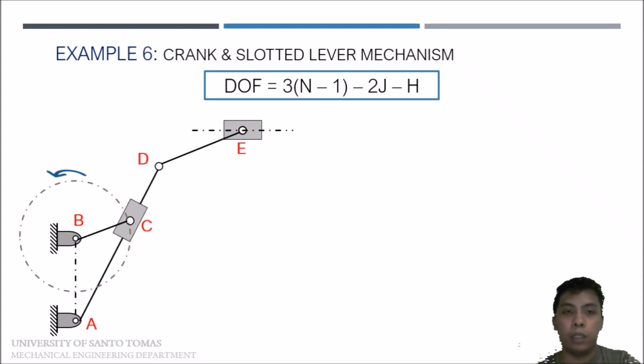Next example is a crank and slotted lever mechanism. So a crank and slotted lever mechanism is an example of quick return mechanism. So, i-discuss natin yan sa mga future videos natin, kung ano ba meaning nila.